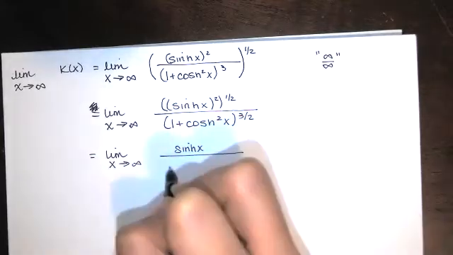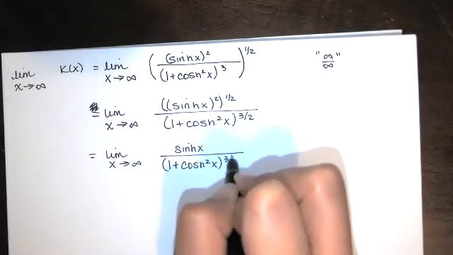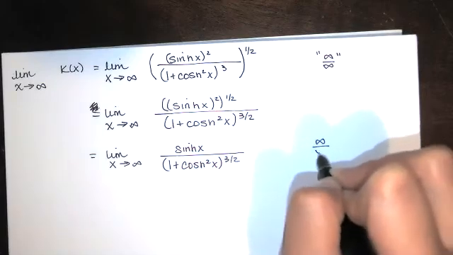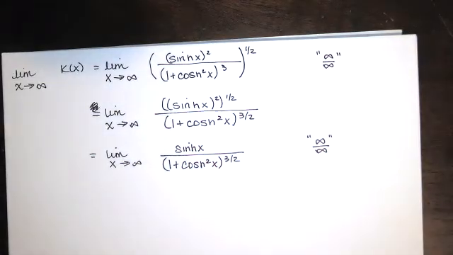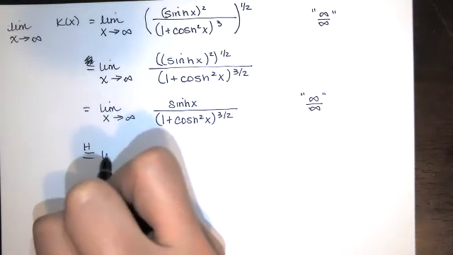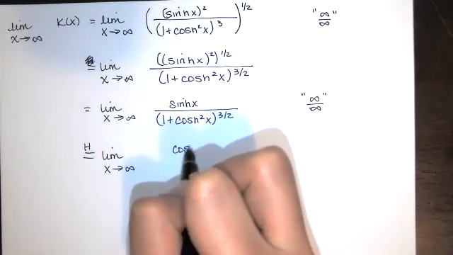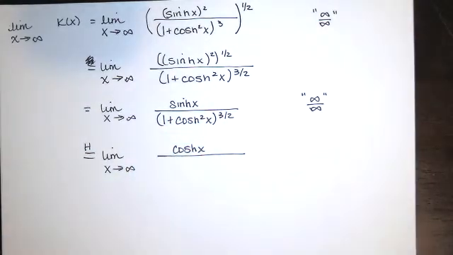Because x is positive. It's the only reason we get to assume that. Okay, we still have an infinity over infinity indeterminate form. But let's use L'Hopital's rule. Take the derivative of the numerator and the derivative of the denominator, and they're going to have the same limit.